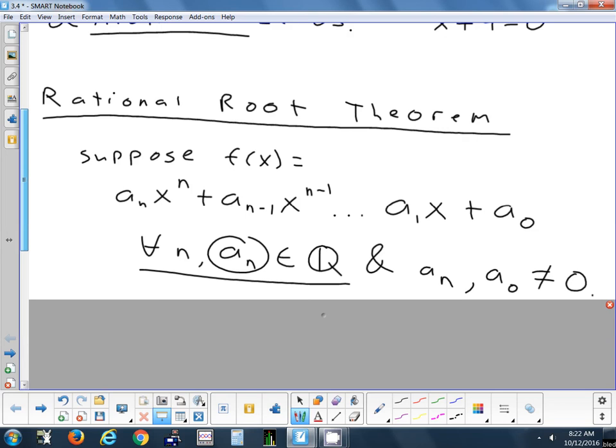And the other restriction is the first coefficient and the last coefficient can't equal 0. It's just a shorter way for me to write that. The first coefficient and the last coefficient cannot equal 0.